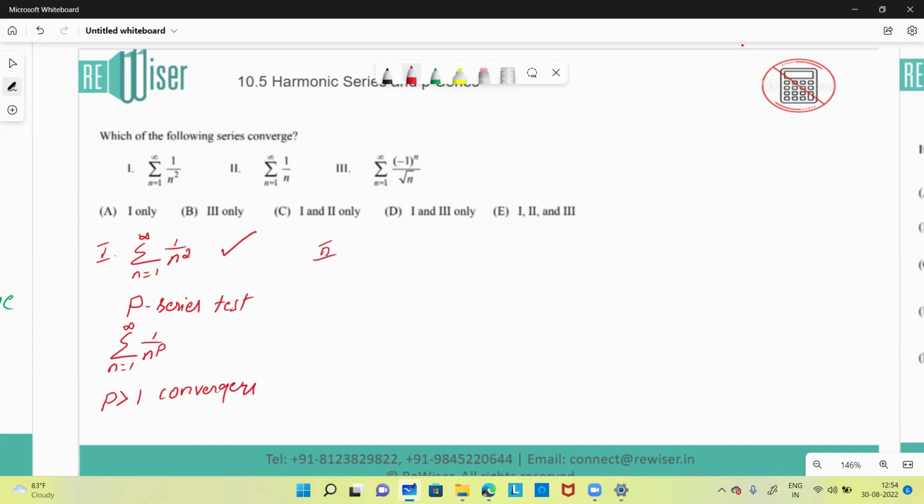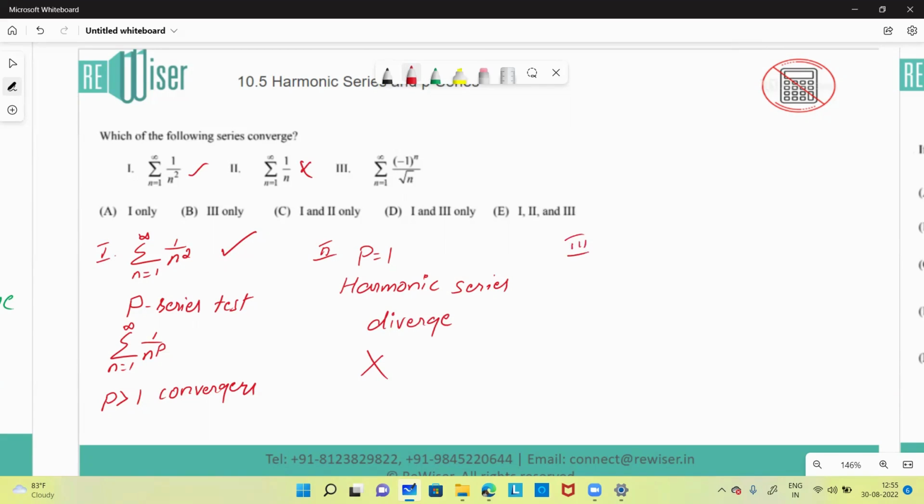If I talk about statement 2, clearly statement 2 is a harmonic series. Whenever in a p-series p is equal to 1, we call that a harmonic series, and a harmonic series would diverge. So that's why statement 2 will not converge. So this one converges, and this will not converge.